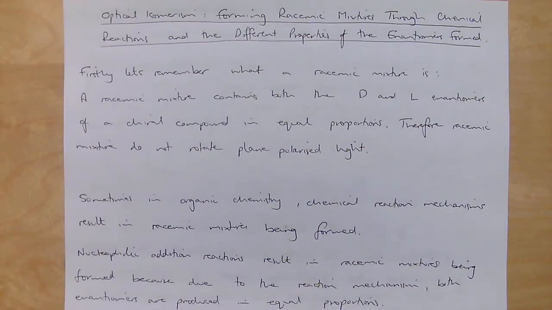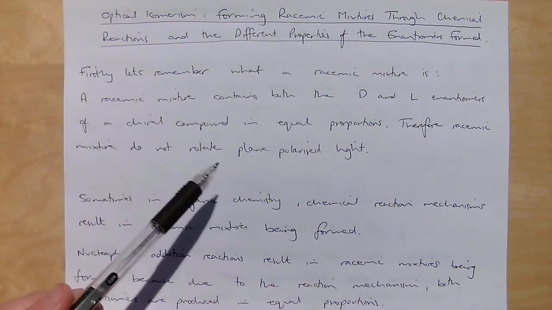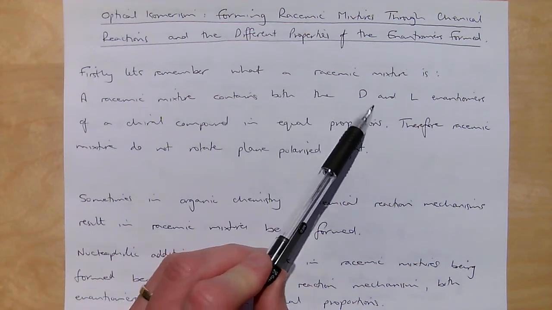Today we're going to have a look at how racemic mixtures form in chemical reactions and how the properties of the enantiomers formed can be different. So firstly, let's remember what a racemic mixture is.